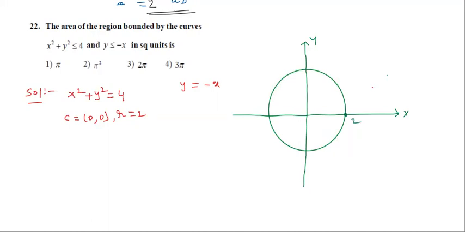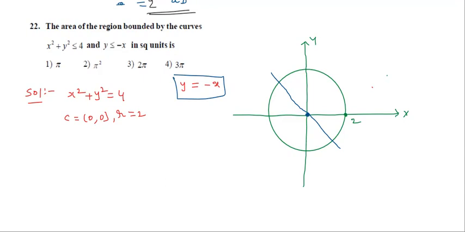Now another line is given, y is equal to minus x. Where is it? Here. This is y is equal to minus x. That means the line is symmetrical about the circle, and the area is symmetrical about the line. The line is dividing it into two parts.